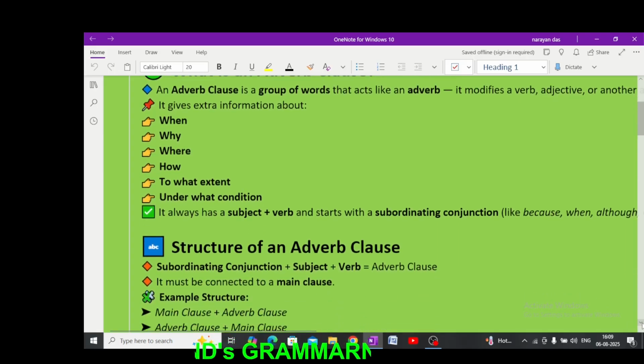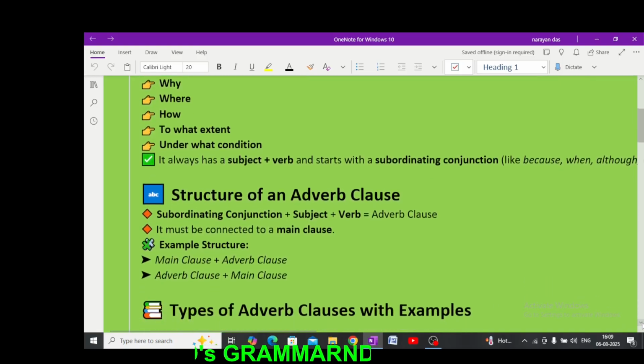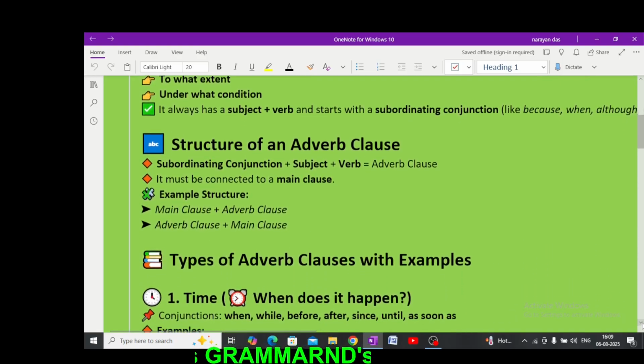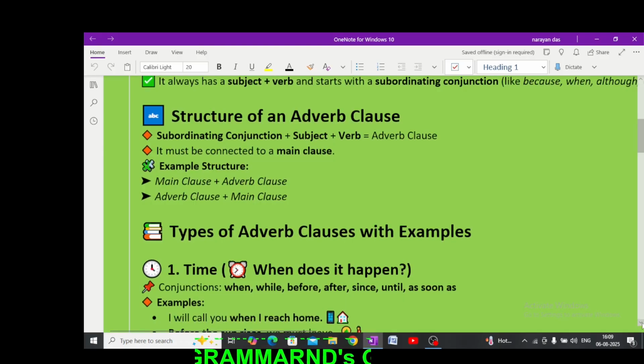Now, the structure of an adverbial clause. It has a structure like this: the subordinating conjunction plus subject plus verb. It must be connected with a main clause, because any subordinate clause, which is also called a dependent clause, depends upon the main clause for its meaning. Without joining to the main clause, it cannot give the meaning.